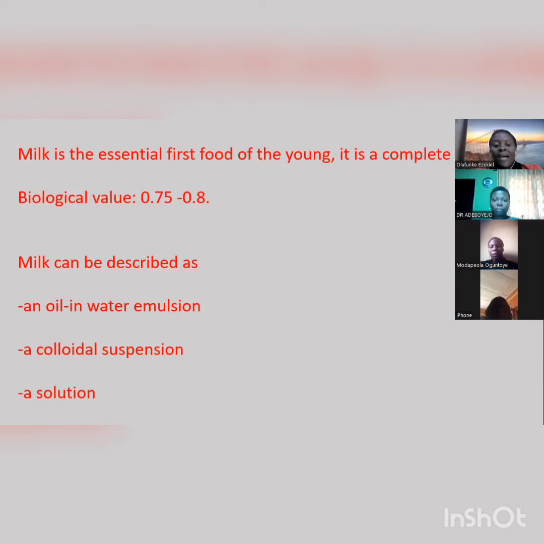Also, milk can be described as a colloidal suspension. Of course, it is obvious milk is not a clear liquid. There are some materials, some nutrients that are suspended in it, which are not soluble. So it forms a colloid. That's why we have milk that is not clear in appearance.